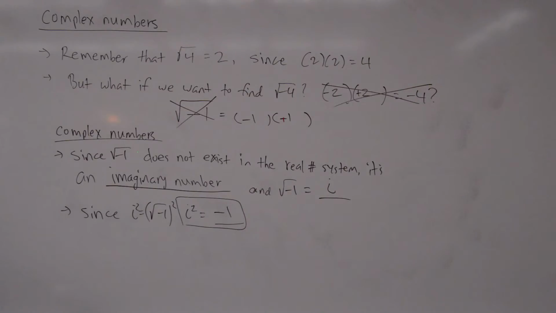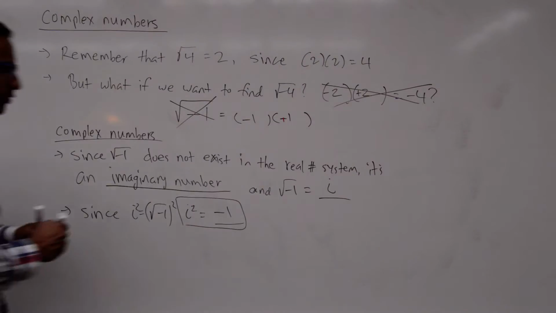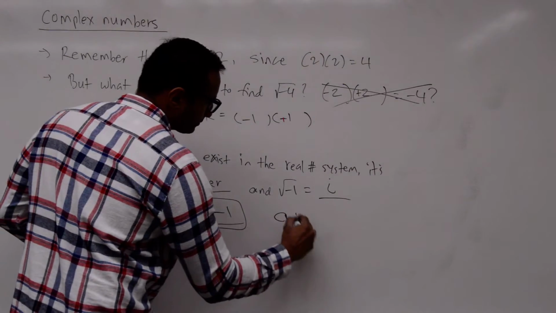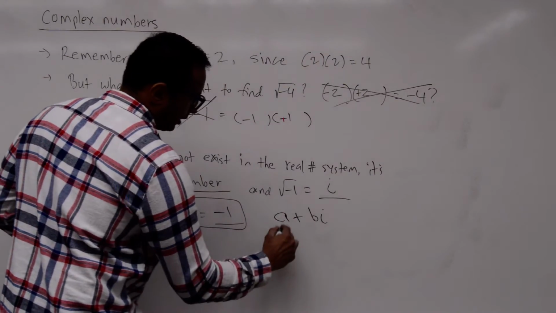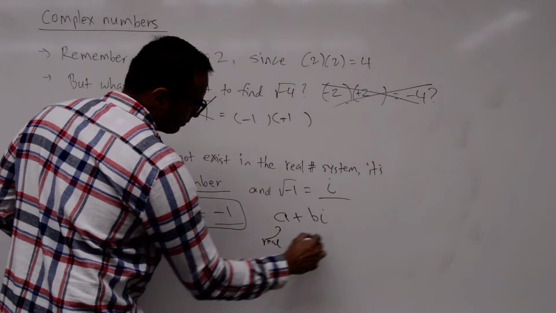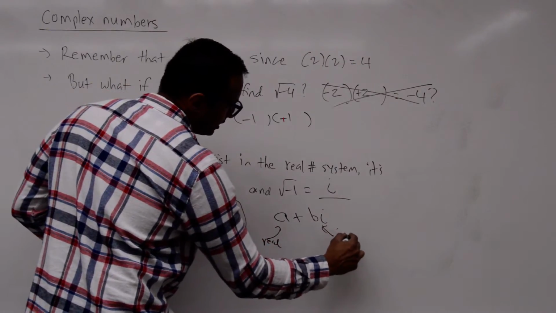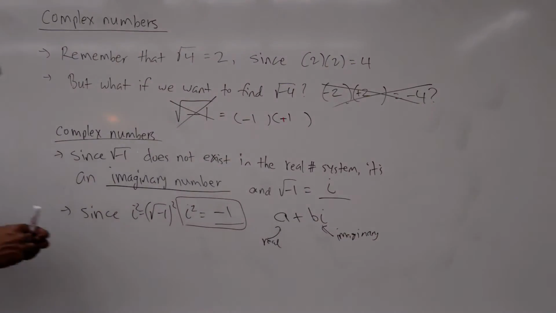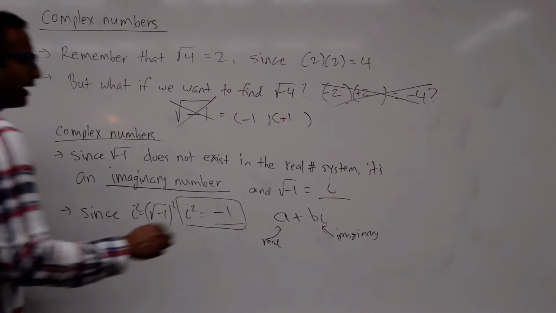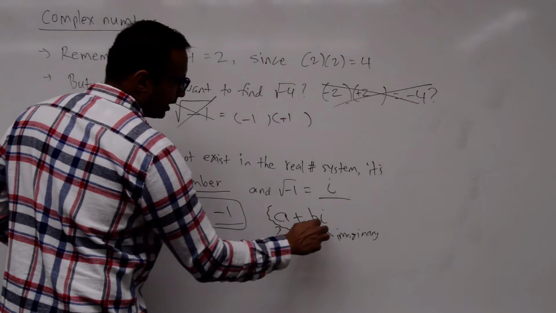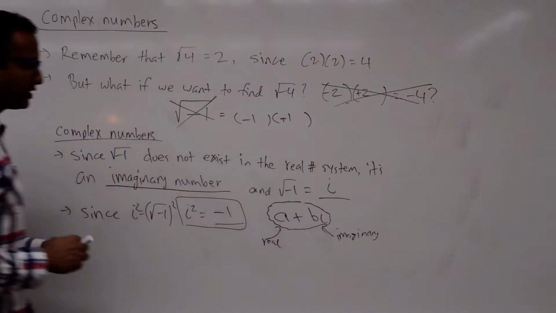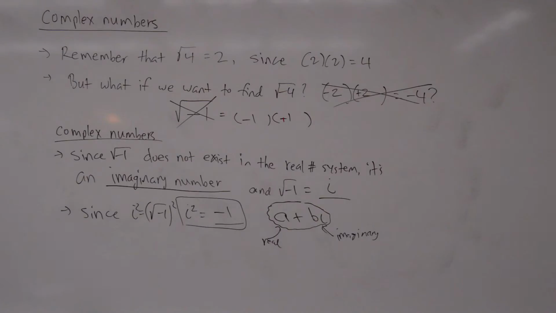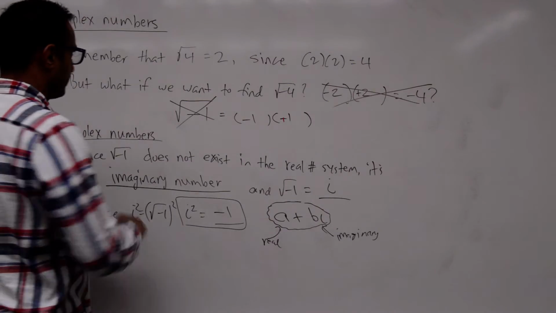Now, a complex number is in the form a plus bi, where a is the real part and bi is the imaginary part. So you have a complex number, a plus bi. a is the real part, and bi is the imaginary part. So what are we going to do with complex numbers? Well, for one, we're going to start simplifying them.